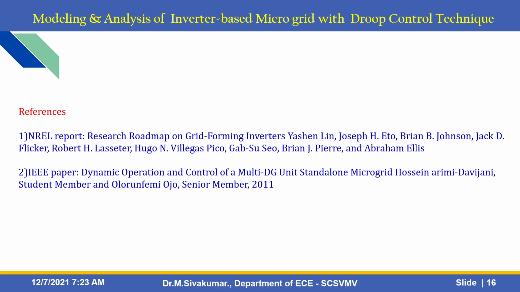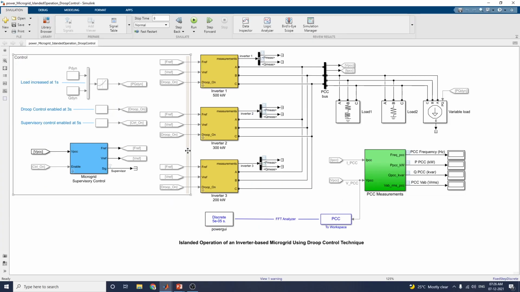Okay, this is the reference we referred to in this example for modeling and analysis of an inverter-based microgrid with Droop Control Technique. Let us see the example. This is the Simulink model of the islanded operation of an inverter-based microgrid with Droop Control Technique.